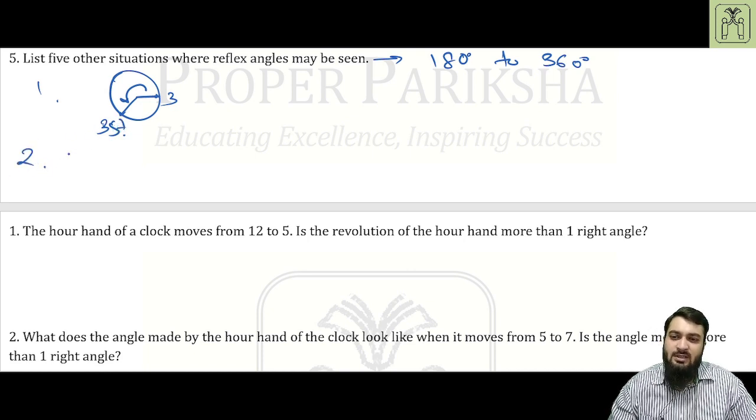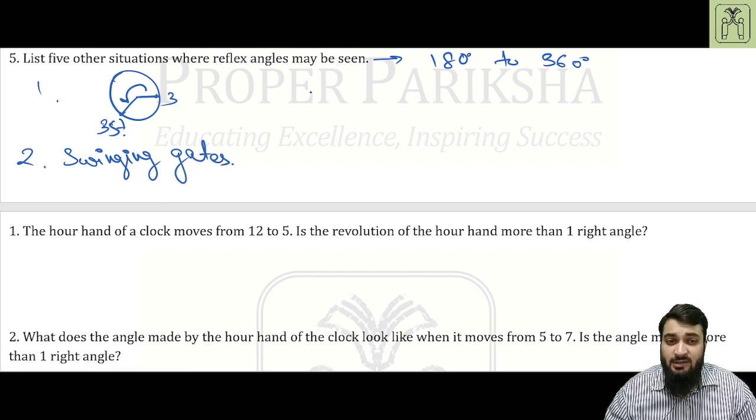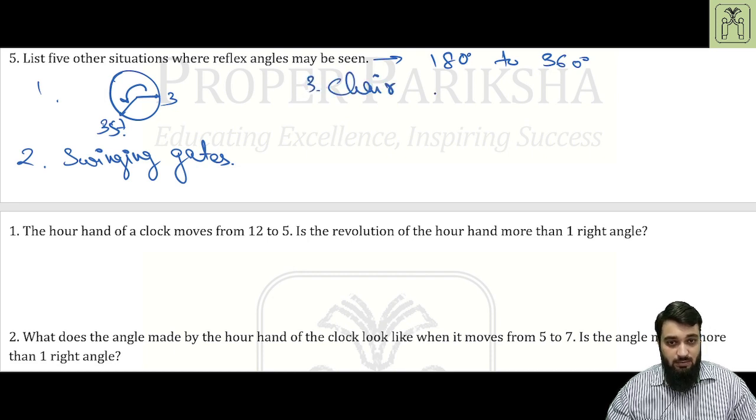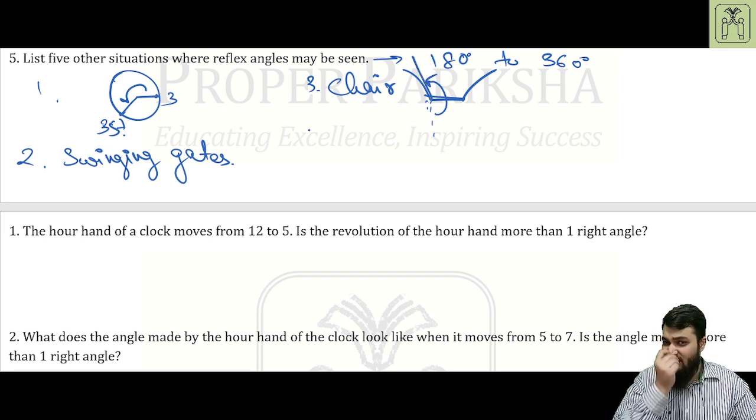And what else can it be? The swinging gates, you can say. There are some swinging gates at amusement parks which make more than 180 degrees and less than 360 degrees. A chair, because when we tilt on the chair, it goes like this, and it will be 180 degrees. Okay, rather draw it like this, so that this direction is followed. Okay, this will be more than 180 degrees.